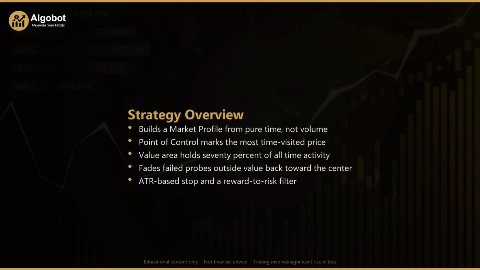The EA constructs this profile over a configurable number of closed bars before the signal bar. It splits the window's high to low range into equally sized price buckets, deposits a time unit into every bucket each bar overlaps, and then identifies the busiest bucket as the point of control. From there, it grows a value area outward around that point until it captures a chosen fraction of all the time activity, 70% by default, which is the traditional market profile setting.